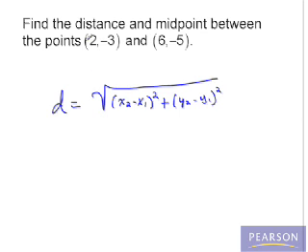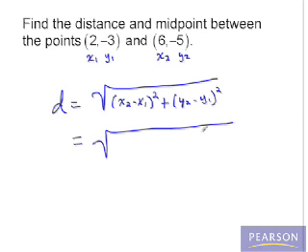So we'll take our 2 points and label them x1, y1, and x2, y2, and we'll substitute those values into the distance formula, giving us the square root of (x2 minus x1), 6 minus 2, that quantity squared, plus (y2, -5, minus y1, -3) the quantity squared.